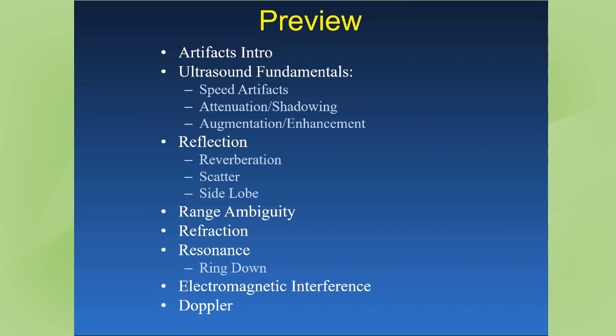And finally, resonance artifact, which is unique. It's not a reflection, but it's actually an oscillation. It's a ringing. And the example that we'll show is called a ring down artifact. And finally, at the end, I'll show examples of electromagnetic interference and some Doppler artifacts.